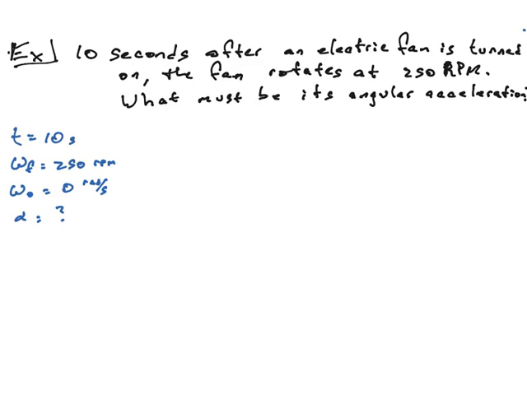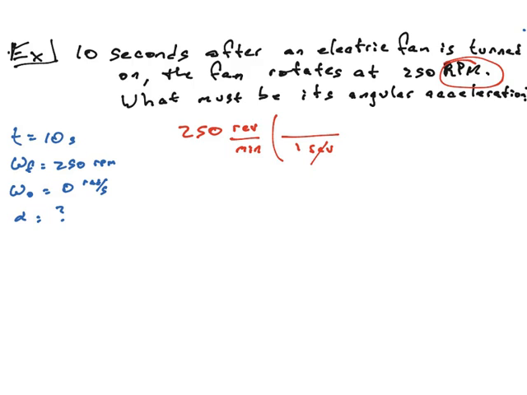All right. Well, before I even think about trying to solve this problem, there's an issue. The issue is the units of one of the pieces of data is bad units. RPM, that's bad units. So the first thing I need to do is convert to get the correct units. So 250 revolutions per minute, I need to convert to radians per second. So let's do our conversion.